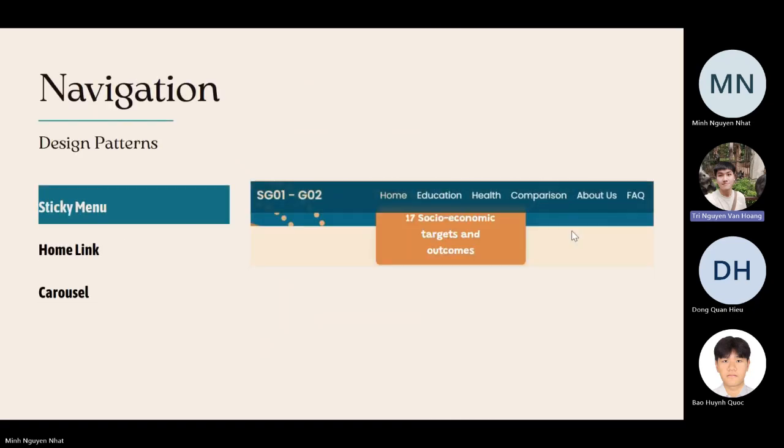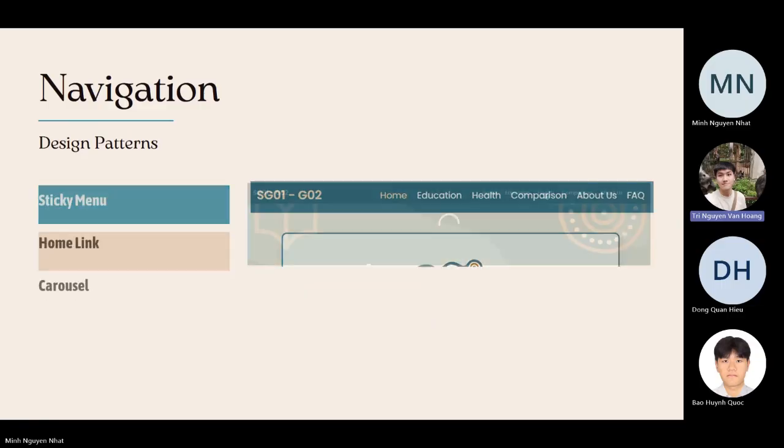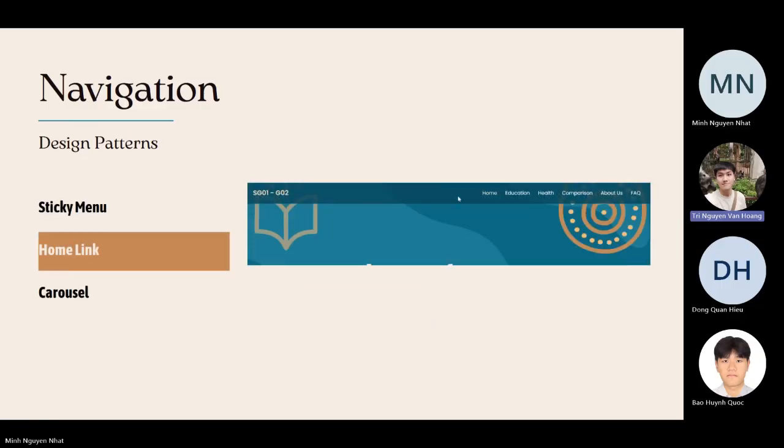So we have the first one, a sticky menu. What is it? No matter how much you scroll, the navigation bar sticks to the top of the page. This helps with navigation. What about the home link? It's quite simple, really. As you can see in the corner right there, the logo helps you teleport right back to the home page, acting as a sort of escape hatch. So let's move on to the carousel.